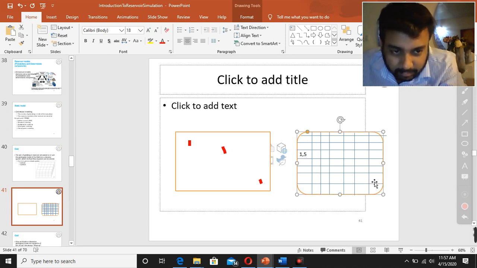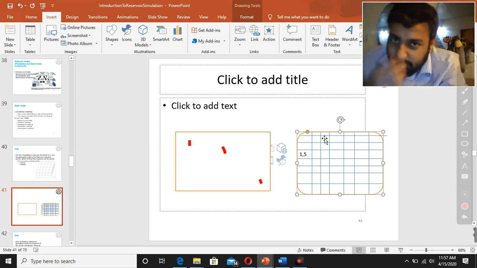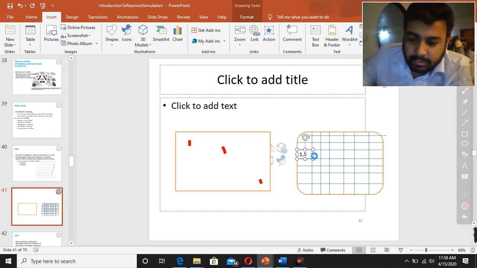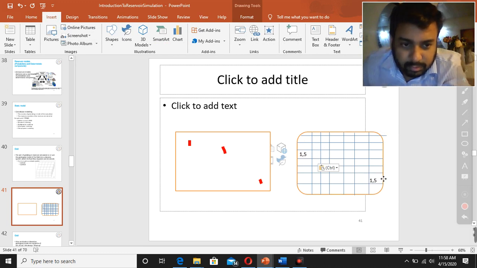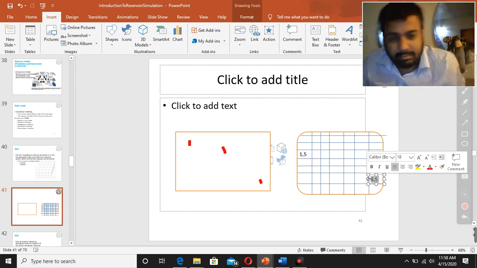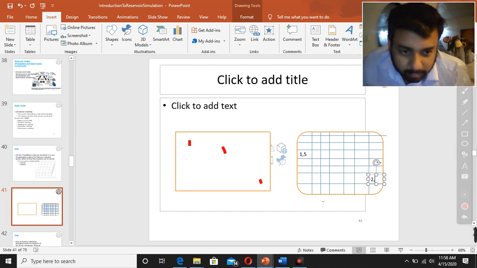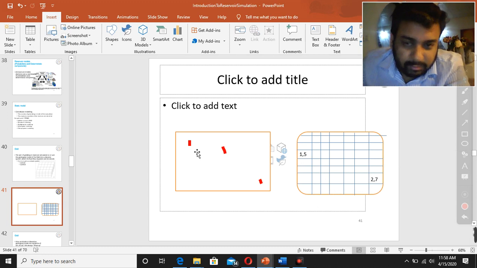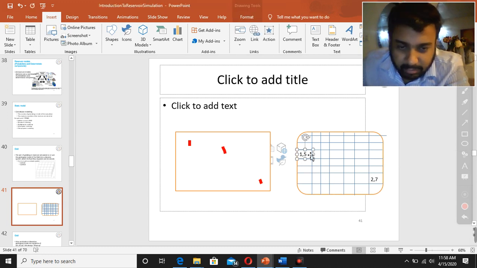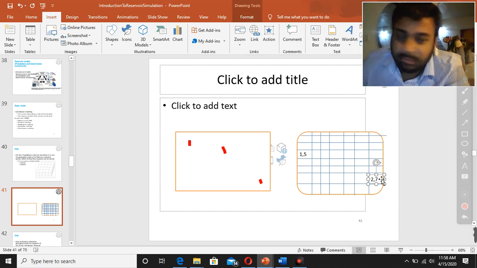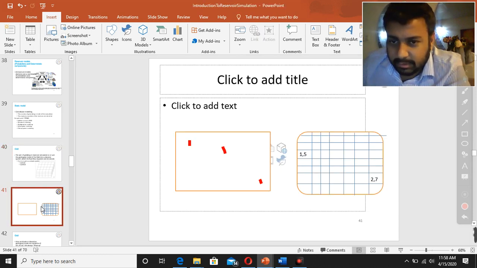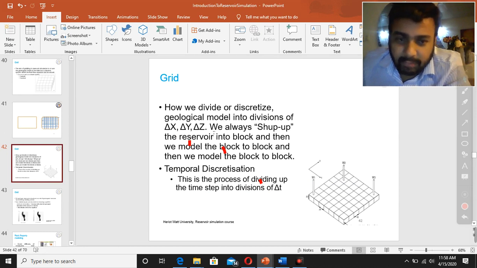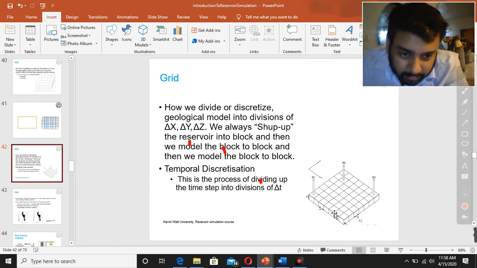For example, if you want to find the address of this one, here its address is not 1 5. Let's say it's 2 1 2 3 4 5 6 7, so 2 7. So now once we have the address, we can set up the properties. For example, porosity, permeability, whatever properties we have, we can set it here. So that's the reason that we define the grid blocks. And then, as I said, we divide them into grid blocks 1 2 3 4 5 6 7.